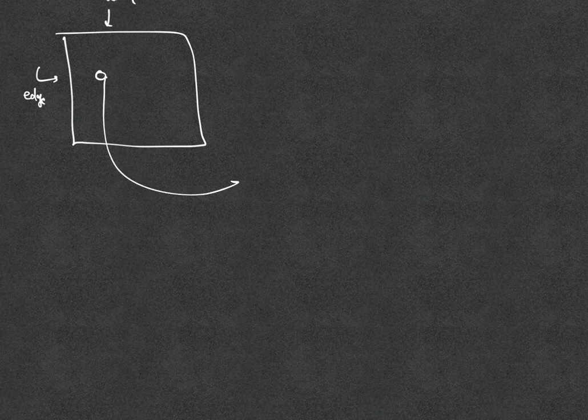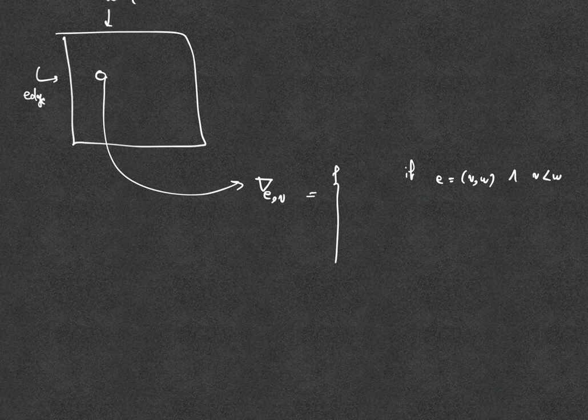If you consider one value here, the value of the incidence matrix at elements E and V, corresponding to edge E and node V, is going to be defined like this. If E is like this, and V is smaller than omega, this value is going to be positive, it's going to be 1.